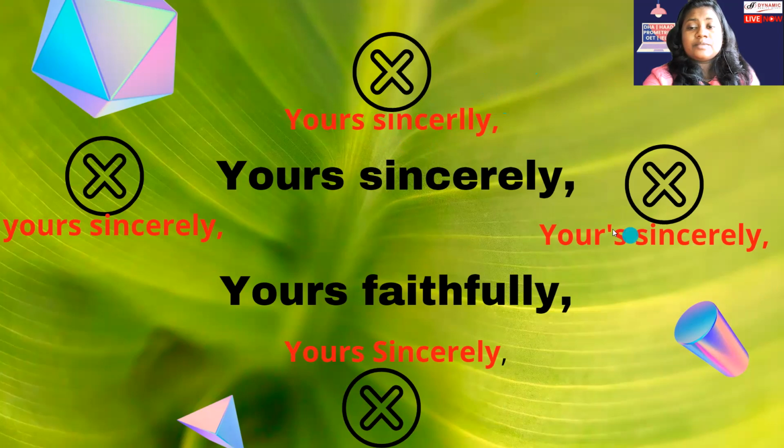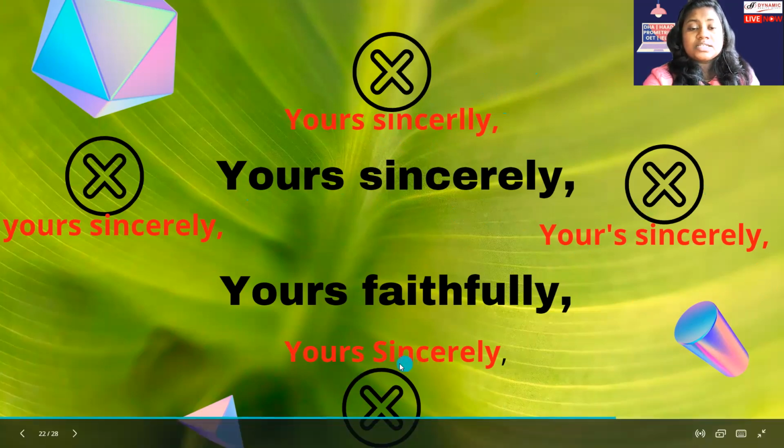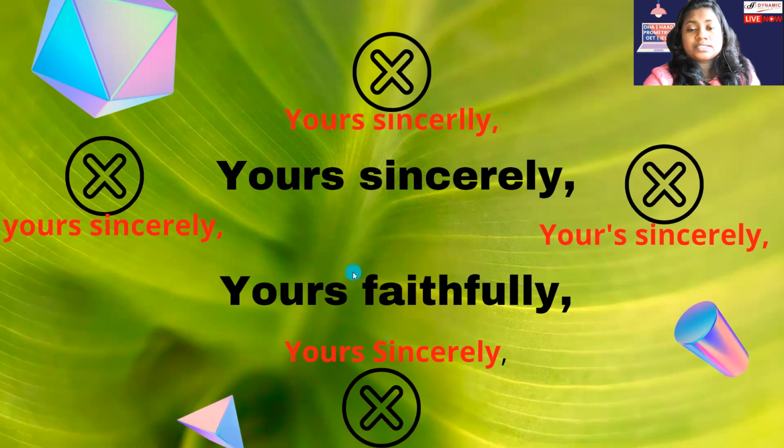Then the third mistake, putting an apostrophe after R, apostrophe S. That is also wrong. Yours is one word, YOURS, there is no apostrophe. And the fourth mistake is writing a capital S. That is also wrong. S and F both are small letters only. So make sure that you are following the standard form of ending the letter, yours sincerely and yours faithfully. If you make a mistake here, you will lose marks in your layout criteria.